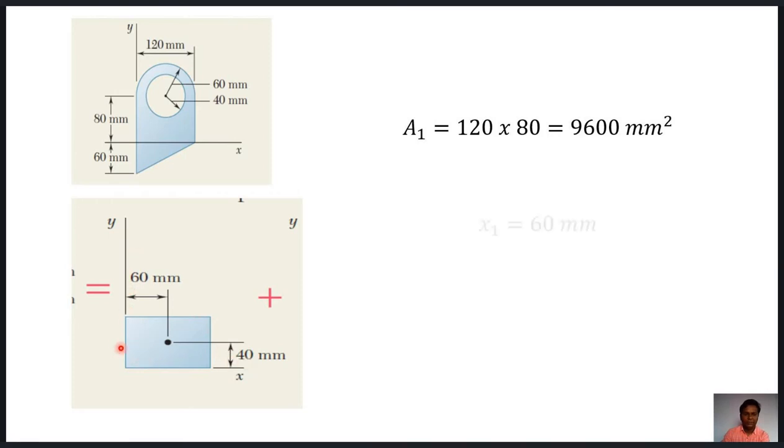Here our x1 will be equal to 60 millimeter in this case. It is the distance of the centroid of the first part, that is the rectangle, from the y-axis. So x1 is 60 millimeter. Next is y1, which will be 40 millimeter, the distance of the centroid of this first area from the x-axis. In this way we can find A1, x1 and y1. Now we'll go to the next area.